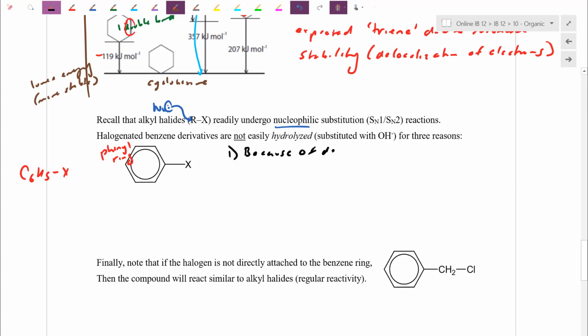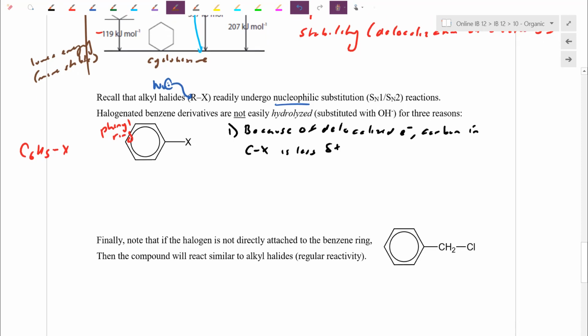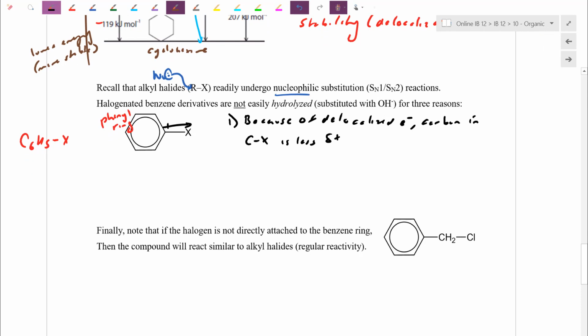Because of delocalized electrons, the carbon in the C-X bond is less partial positive. In the past, it used to be, here's the polarity, C and X like this. The halogen group is more electronegative, so that side is partial negative and this side is partial positive. And yet what's happening here is the carbon is actually experiencing some delocalization, some spreading out of negative density. That's going to decrease the positive polarity, which decreases the desire for a nucleophile to attack the carbon.